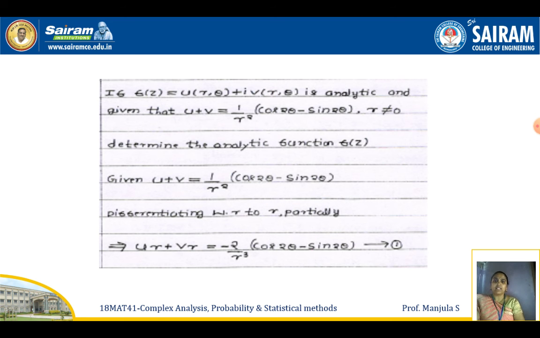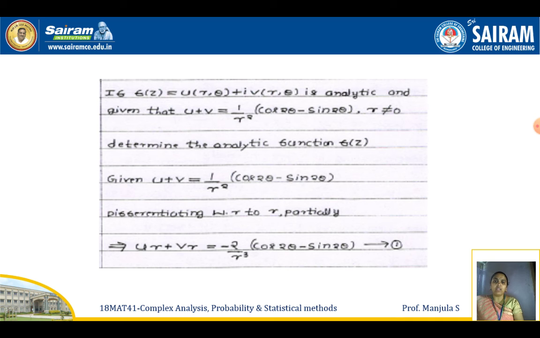Now we'll see the next problem. If f of z equals u of r comma theta plus i into v of r comma theta is analytic, and given that u plus v equals 1 by r square into cos 2 theta minus sin 2 theta, r is not equal to 0, determine the analytic function f of z. So here they have defined f of z in polar form, and they say it is an analytic function, and they have given u plus v in terms of r and theta, and they asked us to find f of z. This is the question.